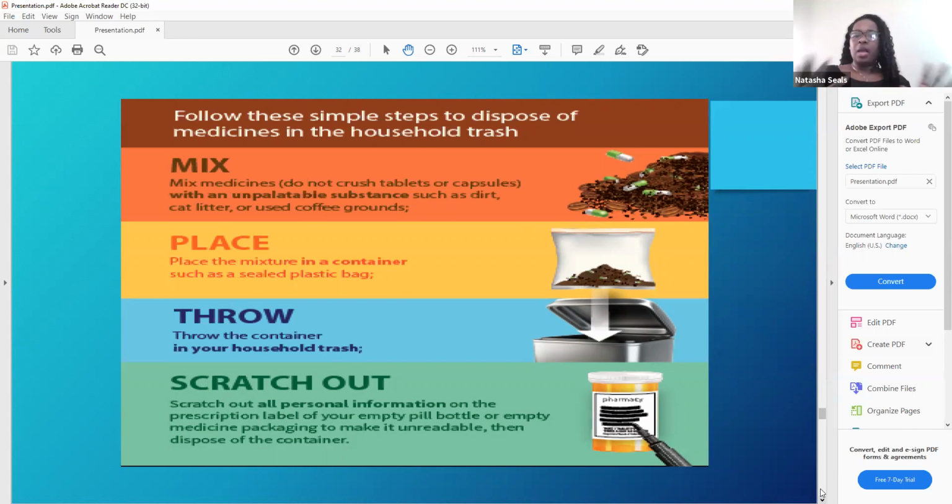After that, and all of that portion is done, take care to scratch out your HIPAA information off the bottle before throwing that away, because that's something that's also important, protecting your health information. So follow all those steps for proper disposal if you're going to take the measures at home that you already have. Next slide.